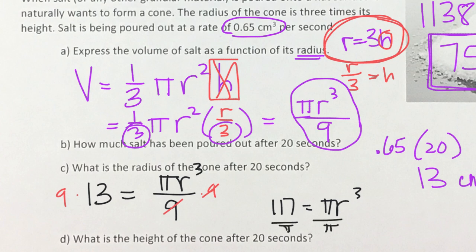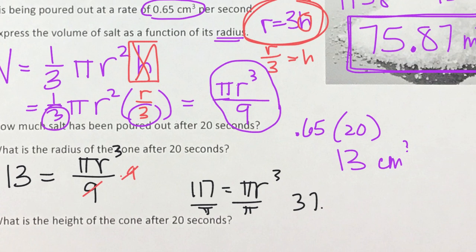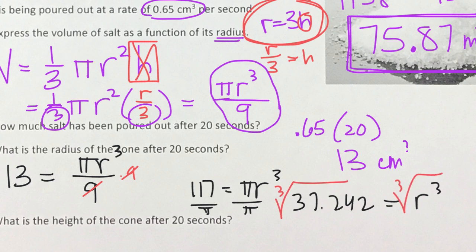Right, we want to get r by itself. 37 and change, so 37.242 in my calculator. I'll leave all those digits. And the last step is to take the cube root. So once again, control caret if you have a TI Inspire. That's how you get the third root button. And I have a radius of 3.339 centimeters.